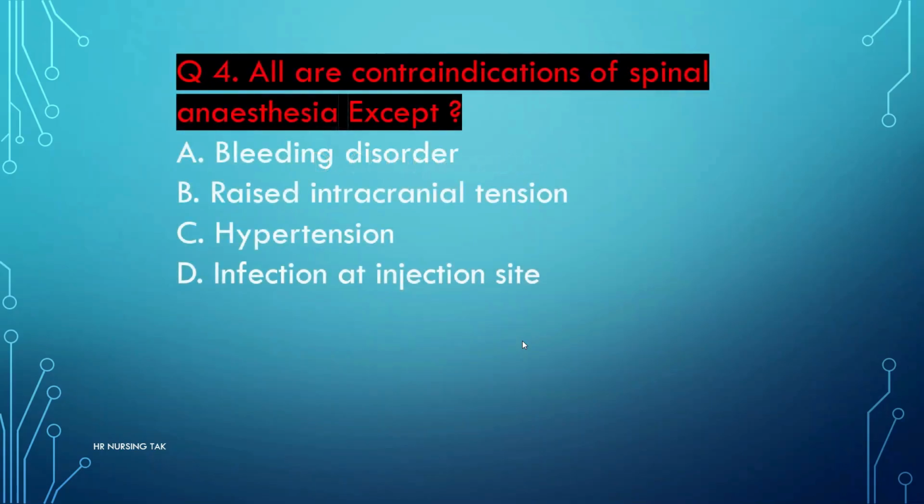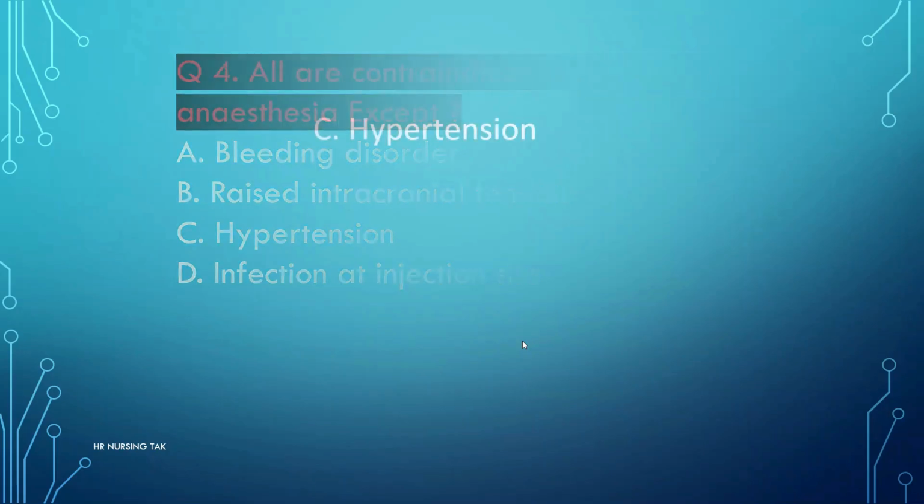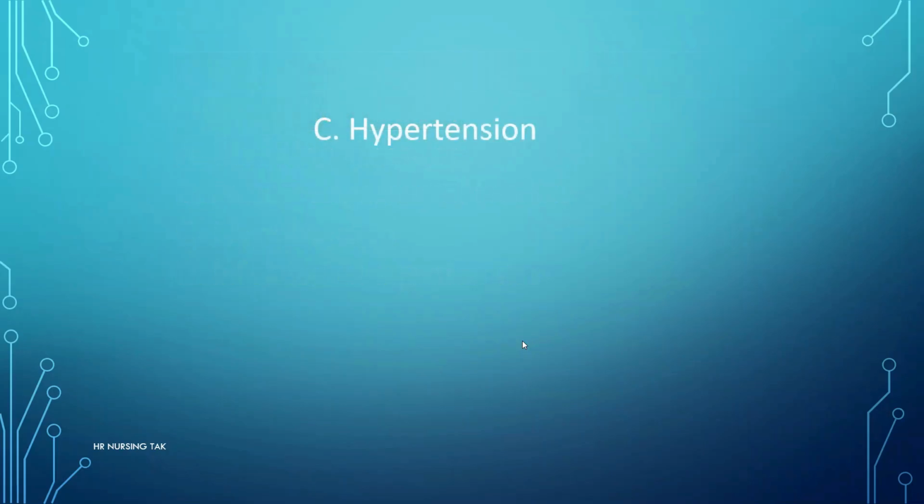Question 4. All are contraindications of spinal anesthesia except A. Bleeding disorder, B. Raised intracranial tension, C. Hypertension, D. Infection at injection site. Correct answer C. Hypertension.